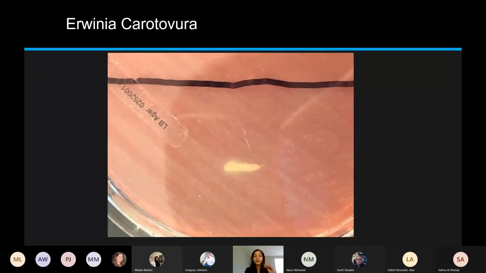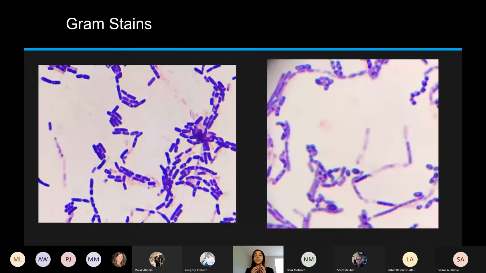For Erwinia carotovora, number 15 also showed a very weak inhibition. I don't know if you can see it in the picture, but if you look at the plate, it shows a weak inhibition. But number 20 did not. It did not show any inhibition. And for Pseudomonas aeruginosa, it did not show any inhibition, neither 15 nor 20.